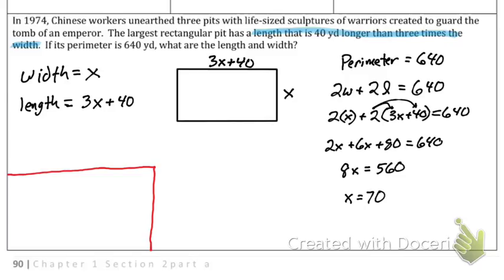So our width is just going to be that 70, because our width equaled that x. So width is going to equal 70. Our length is going to equal 3 times x, so that'll be 3 times 70, plus 40, which is going to equal 210 plus 40 equals 250, and maybe I'll put yards after them. And we're finito on that.